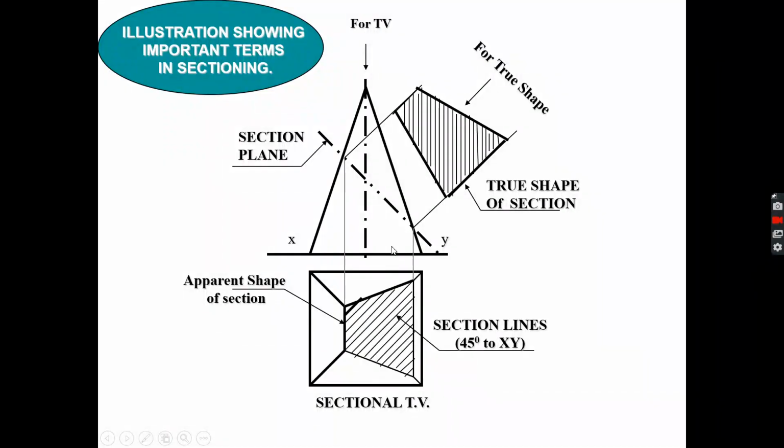So how can you make it? When you look perpendicular to that section, this is your section, you look at it from here, then you can see the true shape of that section, right? And how will you make it? You have to draw a line parallel to that section line. You are looking at this section from here, so what will you do? You have to draw a line which is parallel to that section line.